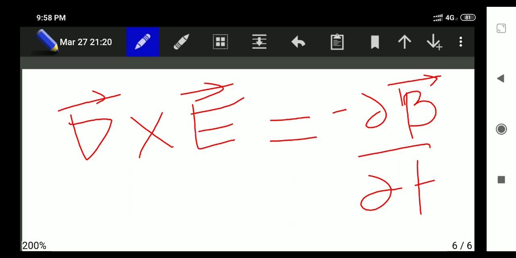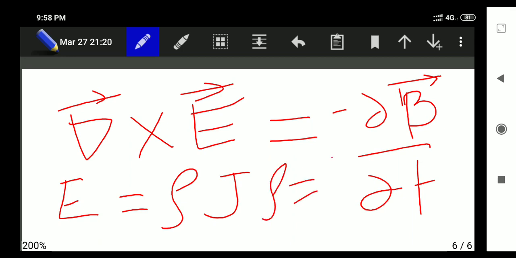Now we know that J is equal to sigma E. In terms of resistivity, J is equal to 1 by rho E, or E is equal to rho J. E and J are both vector quantities. Now if rho tends to 0, which is happening in our superconducting state after critical temperature, then the electric field is 0.